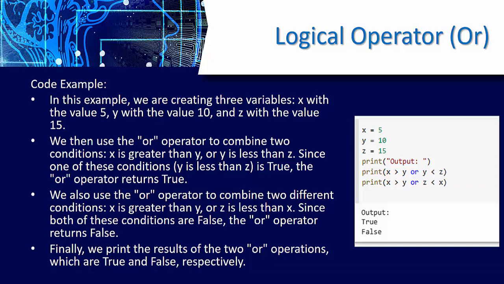We also use the OR operator to combine two different conditions: x is greater than y or z is less than x. Since both of these conditions are false, the OR operator returns false. Finally, we print the results of the two OR operations, which are true and false respectively.